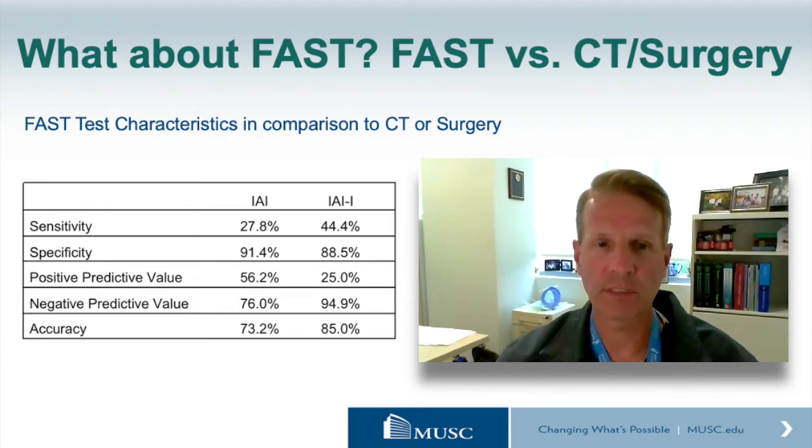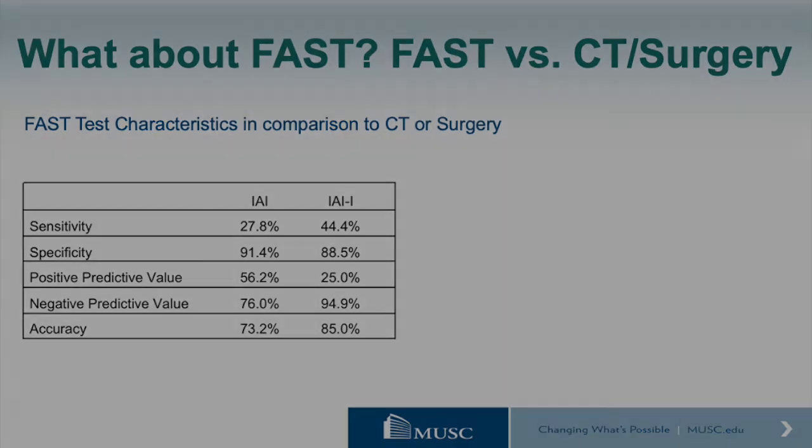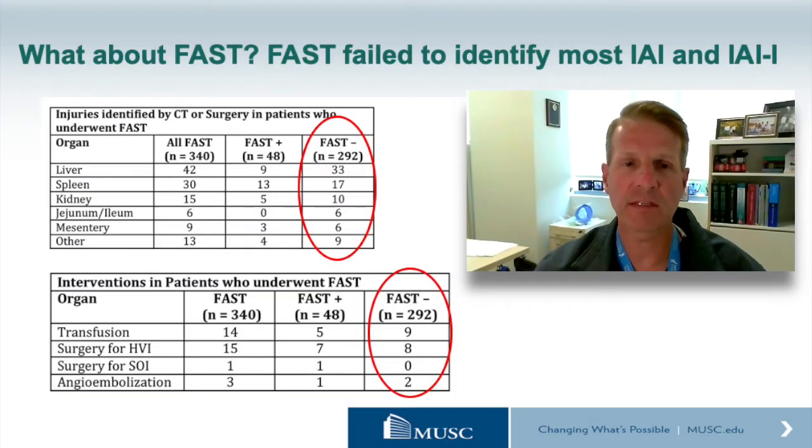So what we found in our study was that FAST had a very low sensitivity for intra-abdominal injury. It was around 28%, and only slightly better for injury requiring intervention at 44%. And impressively, FAST missed the vast majority of injuries, both solid organ injuries like liver and spleen, as well as hollow viscus injuries. The solid organ injuries missed included grade 3 through 5 injuries. So these were not just minor solid organ injuries that were missed by FAST. And FAST also commonly missed patients that required intervention.